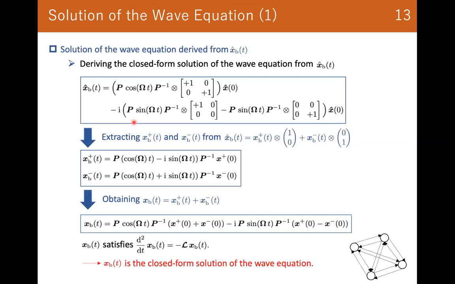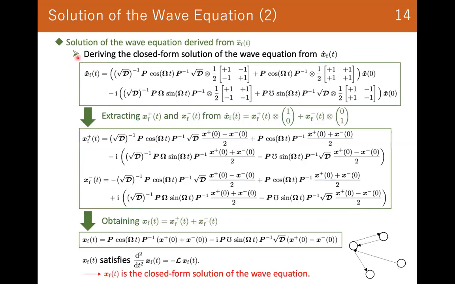xb plus t and xb minus t can be extracted from x hat bt. Moreover, the sum xbt of xb plus t and xb minus t is obtained. xbt satisfies the wave equation, so xbt is the closed form solution of the wave equation.